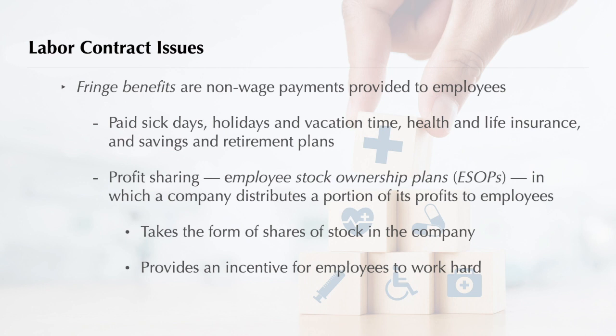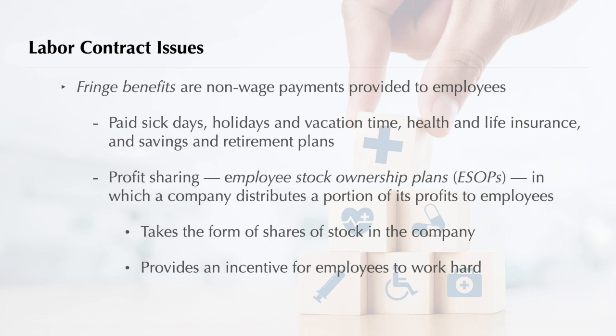In addition to negotiating for higher wages, Cara, as a union representative, tries to ensure that the tour workers will receive fringe benefits in the labor contracts. Fringe benefits are non-wage payments, commonly including paid sick days, holidays and vacation days, health and life insurance, and savings and retirement plans. Many companies also provide profit sharing as well as employee stock ownership plans, or ESOPs.